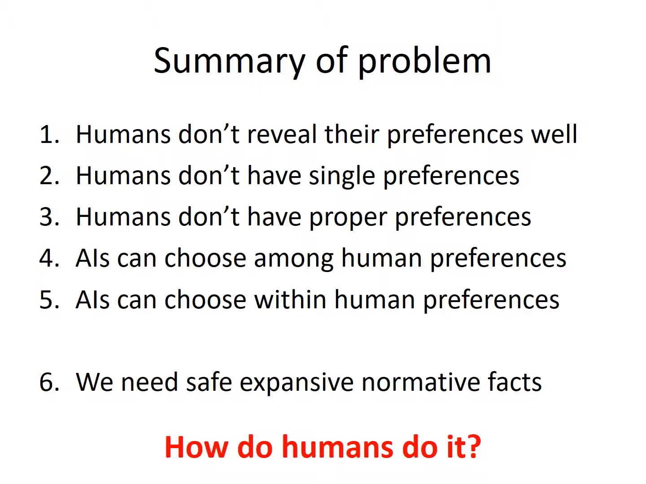So what is it that allows us to do this, at least within ourselves and towards others? So we have expansive normative facts that we are using. They may be hardwired, or they may be a product of our experience or something like that, but we have these. So there should be a way of getting these into AIs as well.